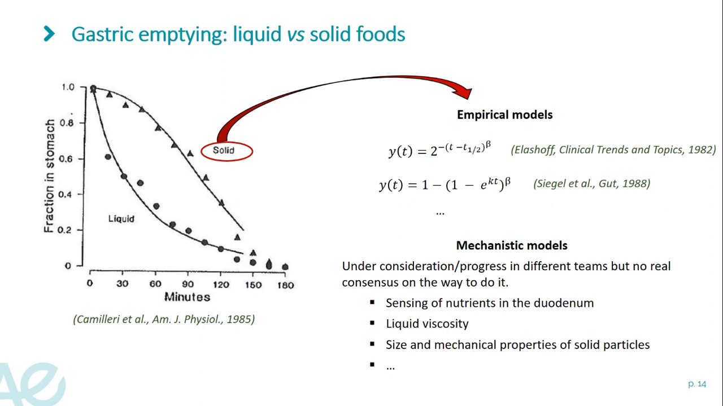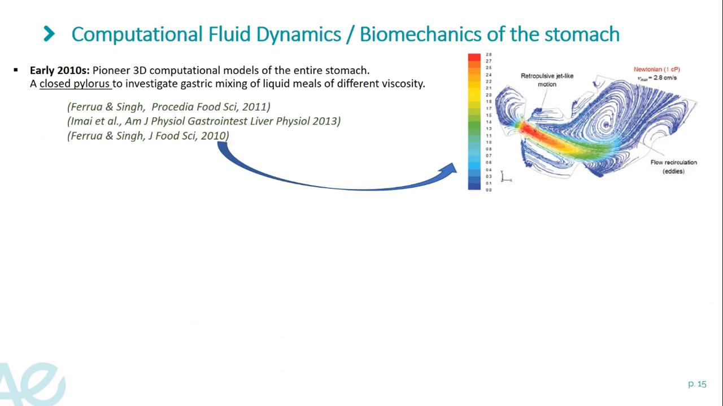So what I will show you in the next slides is what is being done currently with slightly different techniques to try to progress towards a more mechanistic representation of those phenomena. The first approach to better understand and predict the behavior of food in the stomach is to use computational fluid dynamics and mechanics. Pioneer three-dimensional models of the entire stomach date from the early 2010s. This model considered the case of a closed pylorus to investigate gastric mixing of liquid meals of different viscosity.